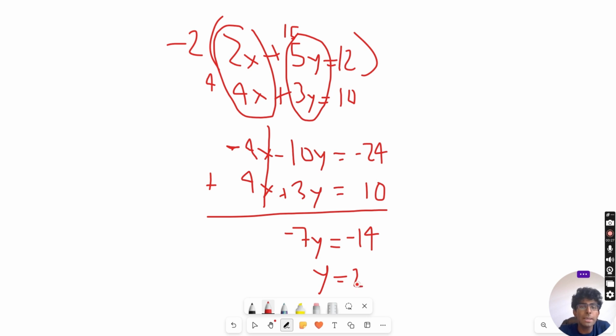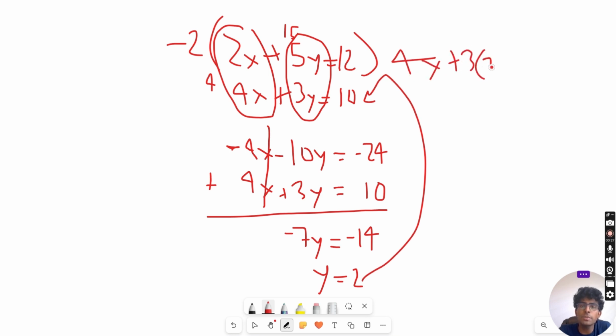Now, in terms of plugging it back, you can honestly pick whichever one you want to plug into. I'll just plug into the second equation for the fun of it. 4x plus 3 times 2 gives you 10. So 3 times 2 is 6, obviously. So 4x plus 6 gives you 10. And then 4x, subtract 6 from both sides, you get 4x equals 4. And then x equals 1.